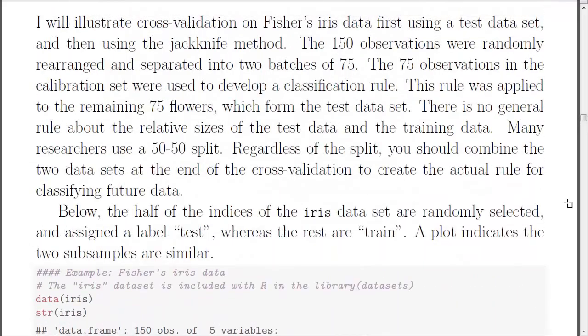I have one additional comment which is really important here. Regardless of the split that you use when you perform cross-validation, at the end of evaluating how well your classification is likely to perform, you should always use all of your data set, so combine all the data together to create the actual rule for classifying future data. K-fold, cross-validation, jackknife, and so on are all just methods to evaluate the classifier, but of course you'll always use all of the data in generating your actual classification rule.